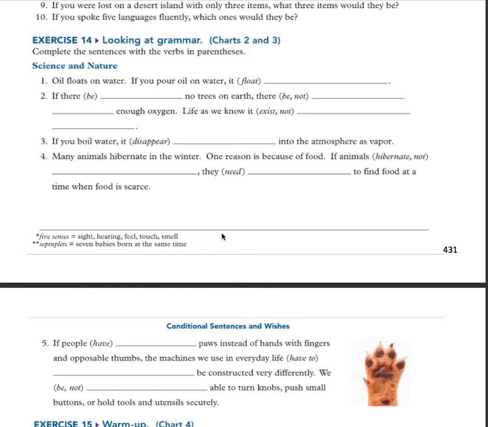So let's look at number 1. Oil floats on water. If you pour oil on water, it blank. It will float or it floats. Both. So that's a general truth. It's a predictable result. So you can use both. It floats or it will float. Now go ahead and do number 2, 3, 4, and 5. And I'll give you the answers so that you can check in a minute.